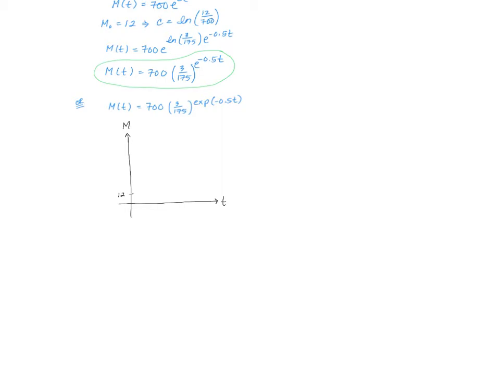As t goes to infinity, e to the negative 0.5t is going to approach 0. So 3 over 175 to the 0 power is just 1. And this whole thing will approach the carrying capacity, K, of 700. So the graph will grow and then approach its carrying capacity.